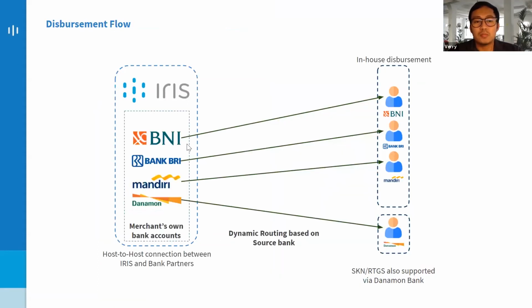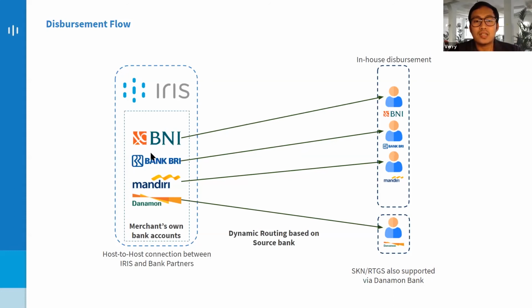So the way it works is basically the merchant will have their own bank accounts in these 4 banks, and then in order to enable this platform, we will need to create an agreement between each of these banks and Iris, and also the merchants, to allow Iris as an aggregator and give access to Iris to the cash management of these 4 banks, right?